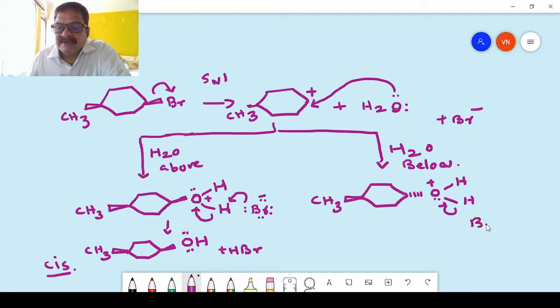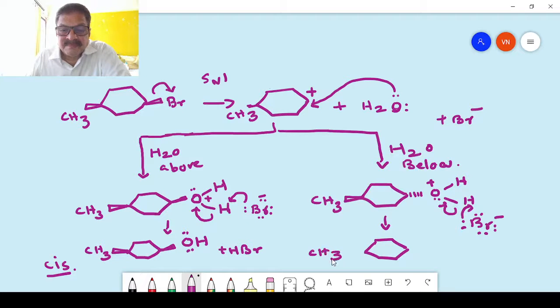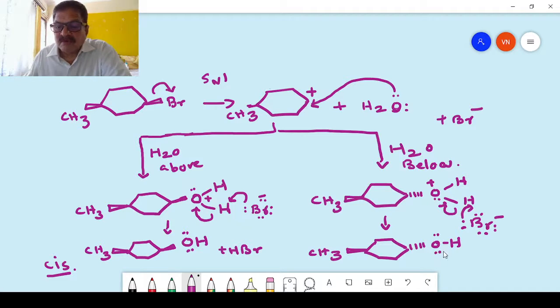Then a Br minus is here. So here this lone pair of electrons will pick up this proton here. Correct? This is the reaction here. So finally we will be getting a neutral product here. So that will be a trans isomer. So this is the trans isomer plus HBr. So this is the trans one.